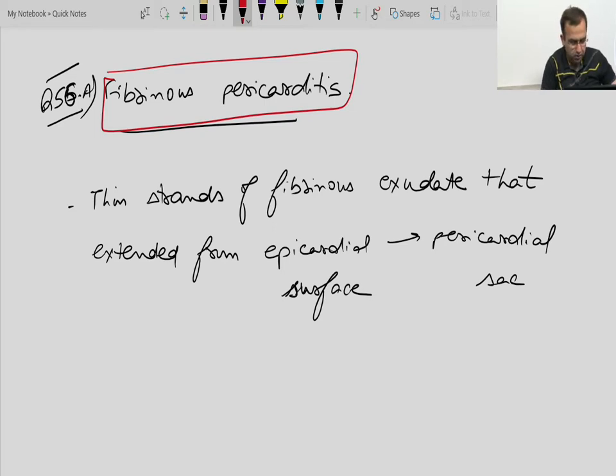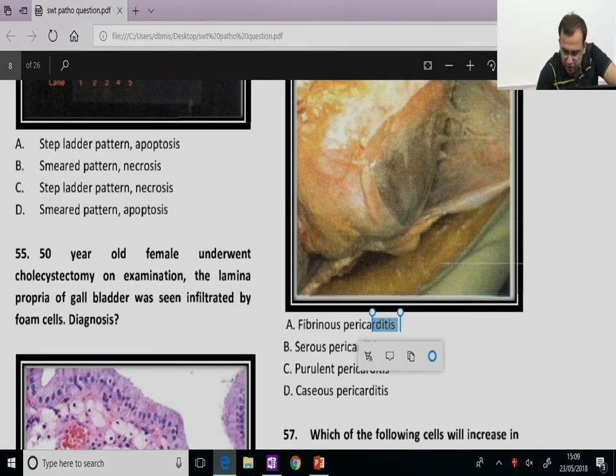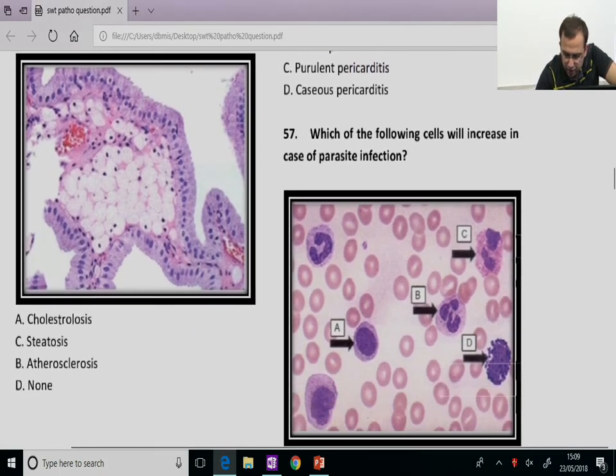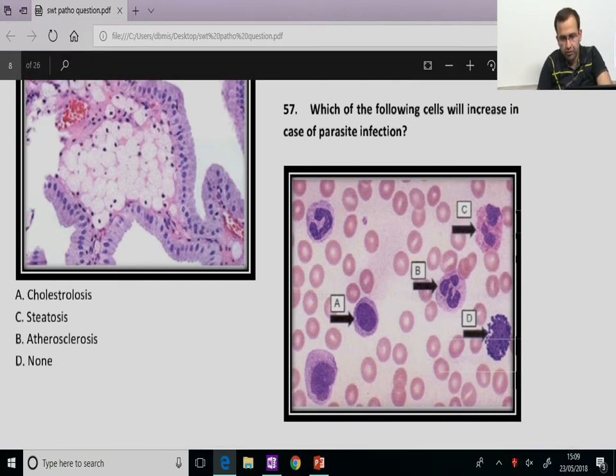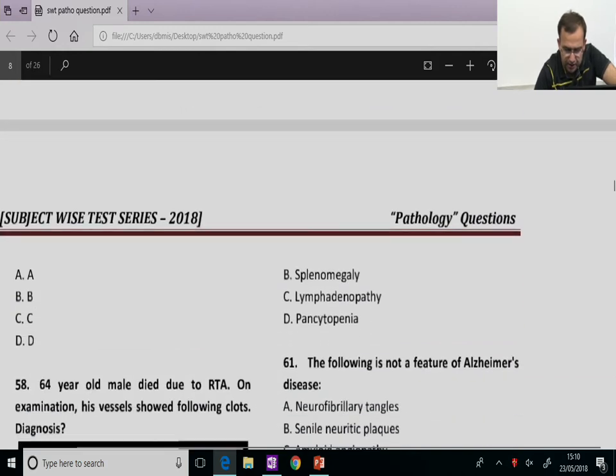Next, this gets us to question number 57. Which cell will increase in case of parasitic infection? Before we go further, let us type the cells. Cell A is a lymphocyte, cell B is a neutrophil, C is an eosinophil, and D is a basophil. So, which will increase in parasitic infections? Eosinophils. The answer is C, that is eosinophils.